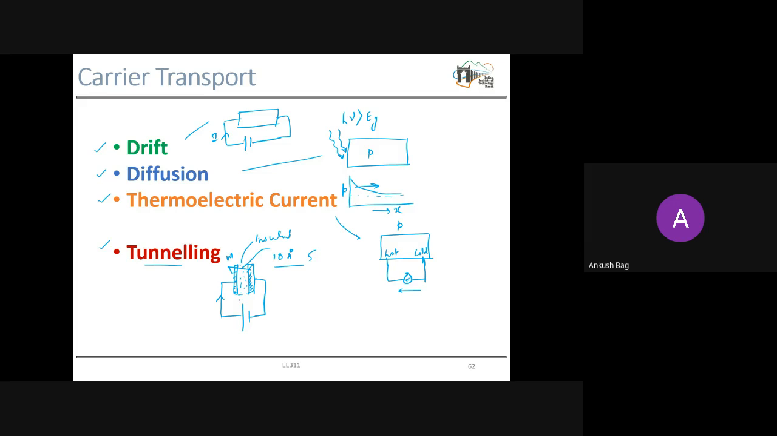Another thing, just quickly: have you seen this kind of circuit anywhere else, where you have an insulator between metals and current is flowing across? Any quick response? Capacitor, yeah, absolutely, a capacitor. But in the case of a capacitor, this is actually the difference. That is why I asked you this question.